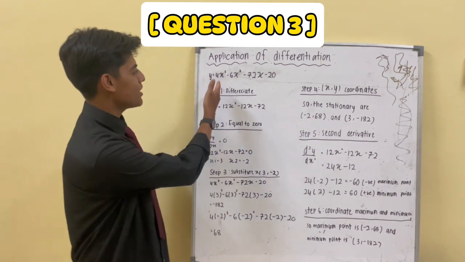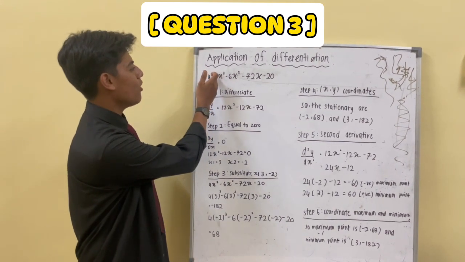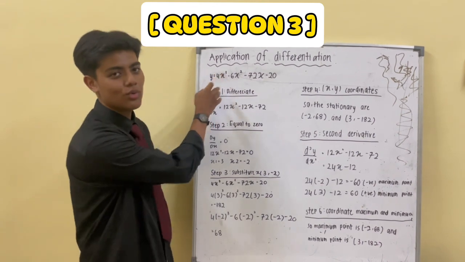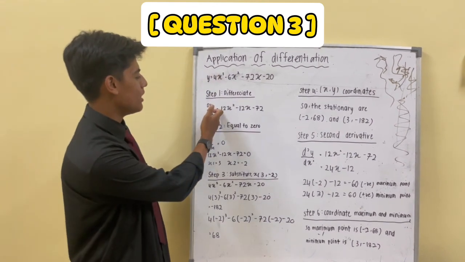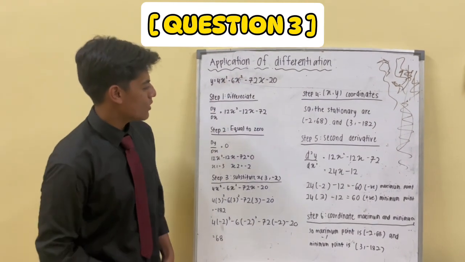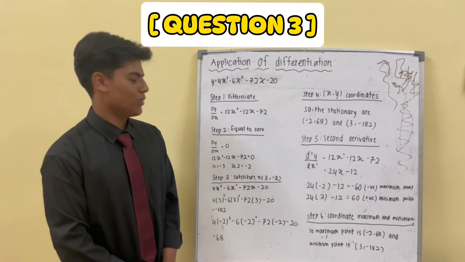So for this question, you can see 4 times 3 and we got 12, and x^3, the power 3 we minus 1, so that's why we got 12x^2. Same goes for the rest, which is minus 12x and minus 72.